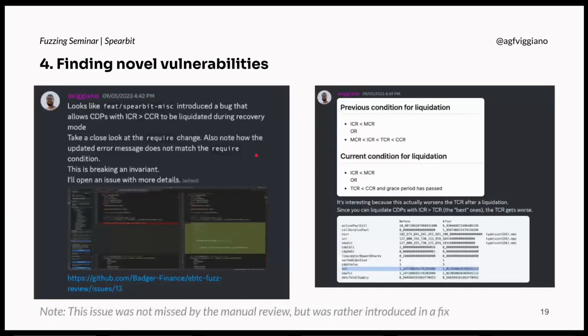And so that was another one. And now this is one example of a new bug that we found with the fuzzer. And this one was not missed by any of the audits, but was instead a bug introduced as a fix for an issue of an audit. And I think this is fairly common.